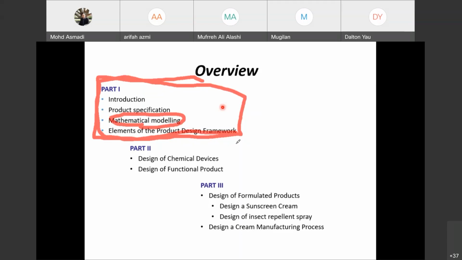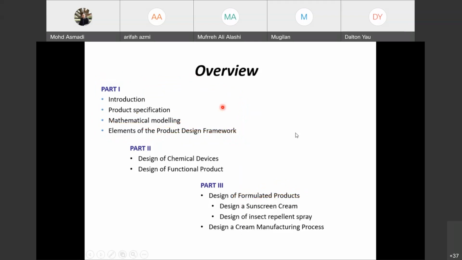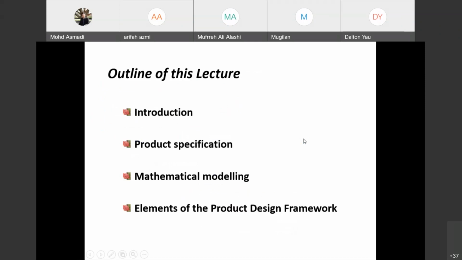And then part three, we are focusing on the formulated products. This one is, for example, sunscreen lotions, insect repellent spray, and also cream. So for today it is introductions, product specification, mathematical modeling, and elements of the product design frameworks, if possible.